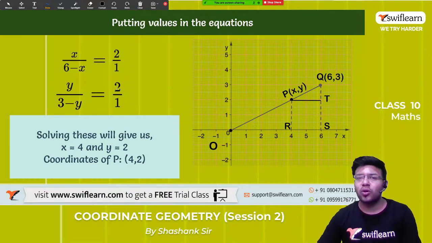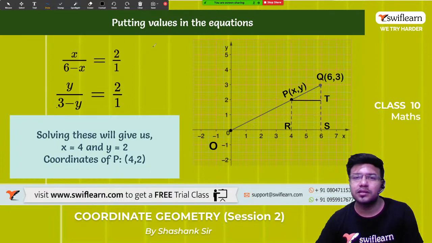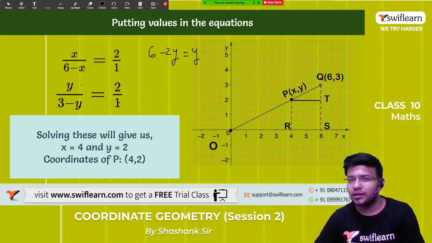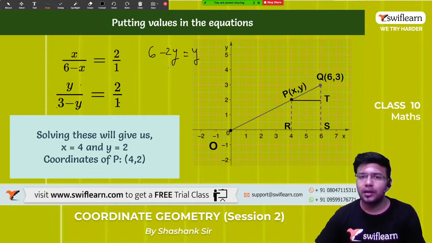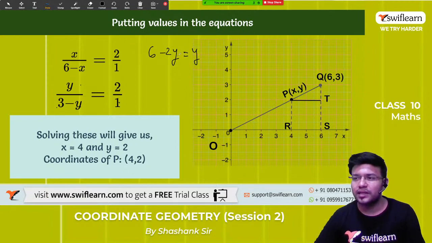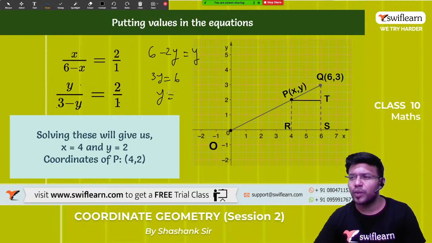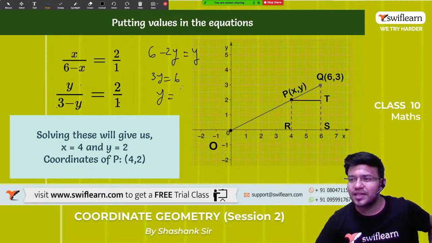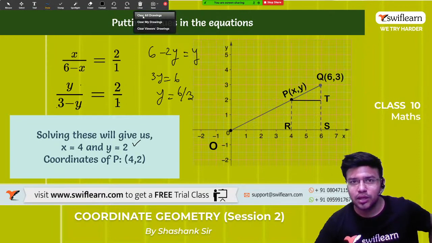Similarly solve this also. 2 into 3 is 6, 2 into minus y is minus 2y, and 1 into y is y. Now take 2y this side, we get y plus 2y is 3y. So 3y is equal to 6, and y is how much? Y is 6 by 3. 6 by 3 is 2. So we get the value of y as 2.